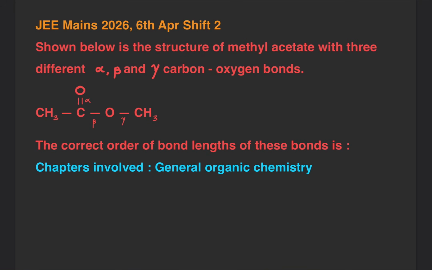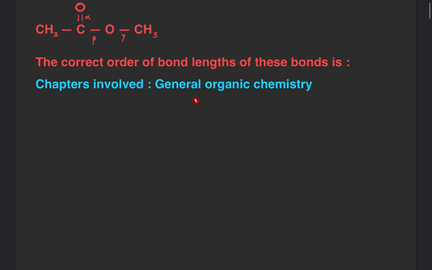Hello everyone. So this is a question from JEE Mains 2026, 6th April Shift 2. Shown below is the structure of methyl acetate with three different alpha, beta and gamma carbon-oxygen bonds. Okay, so this is alpha, this is beta, this is gamma. The correct order of bond lengths of these bonds is? So the chapter involved is general organic chemistry.